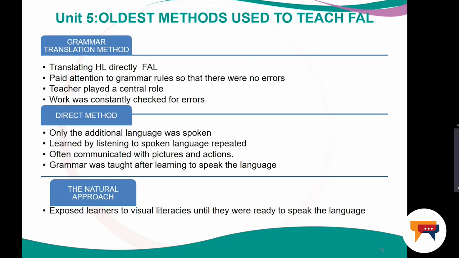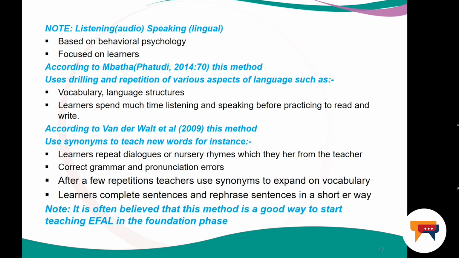These are the oldest methods that were used for teaching: the grammar translation method. It pays attention to grammar rules so that there were no errors, and the teacher played a central role. The second one is the direct method, learned by listening to spoken language, often communicated with pictures and actions. And there is the natural approach, exposing learners using visual literacies until they were ready to speak. These were the oldest methods that were used, but we have discussed them in the study guide. Let's look at this.